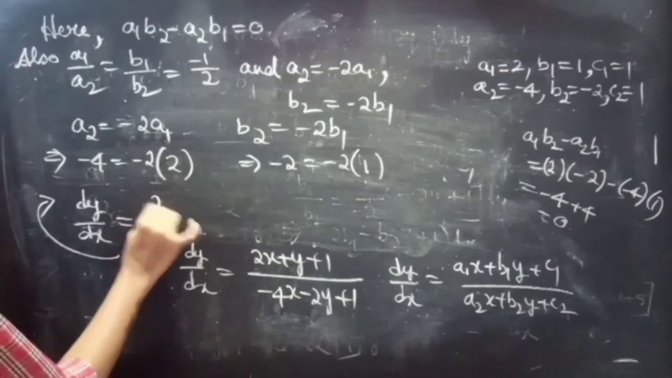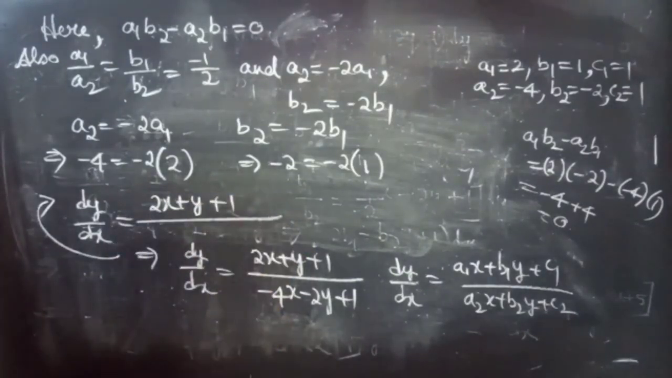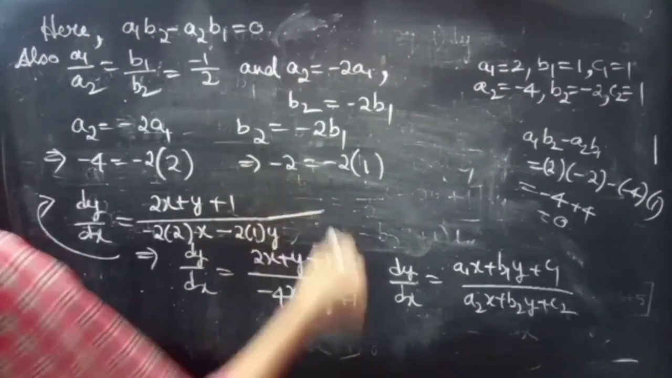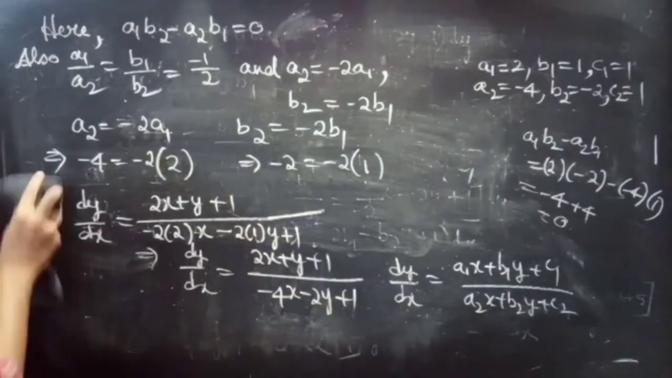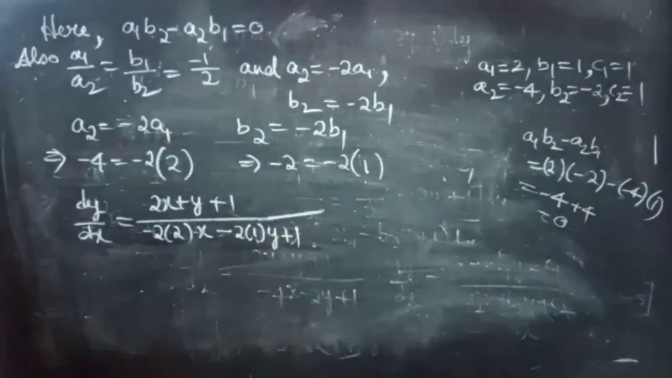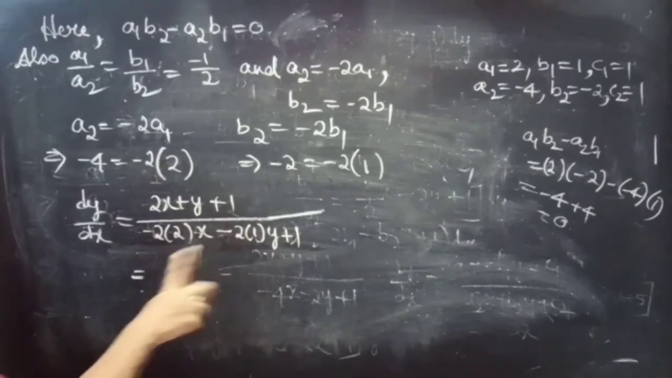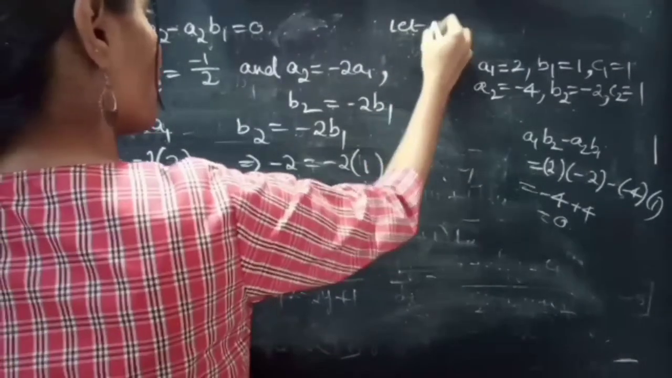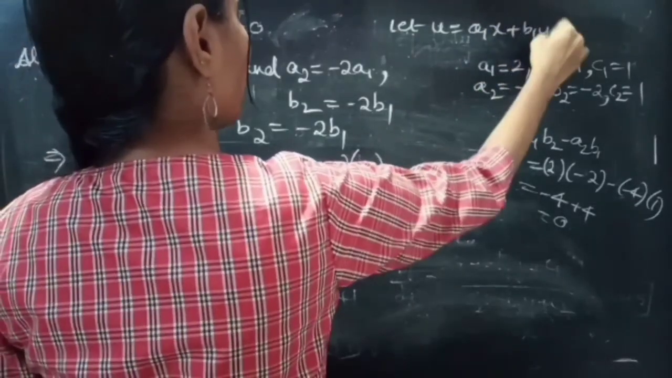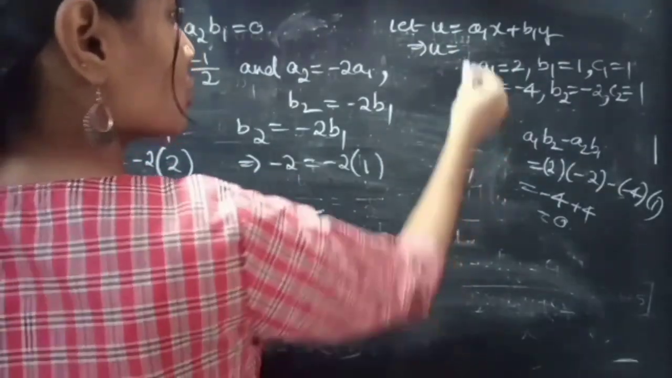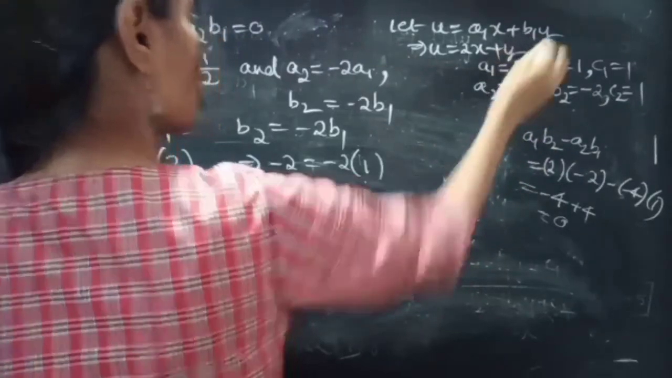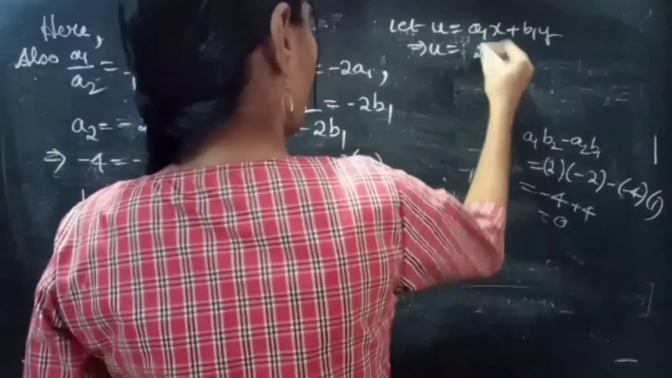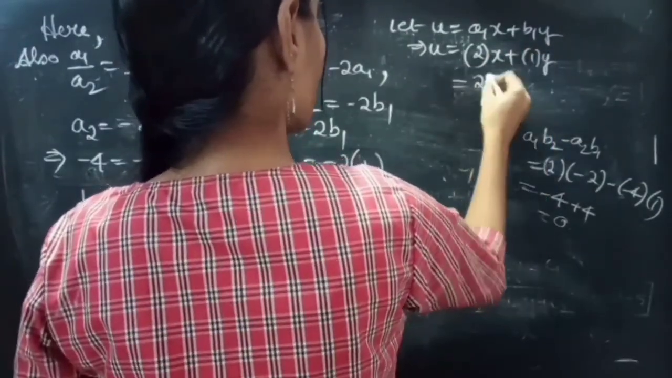So now this becomes dy/dx = (2x + y + 1)/(-2 times 2 times x, and -2 times 1 times y, plus 1). Okay. Now we can take -2 common from the denominator. Okay, fine. So we have replaced a2 and b2. So we'll take, or let u = a1x + b1y. Then replacing the a1, b1 values, u = 2x + 1y, or you can write this as u = 2x + y.